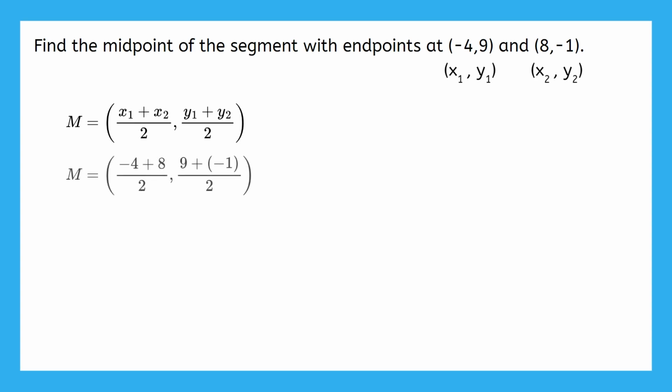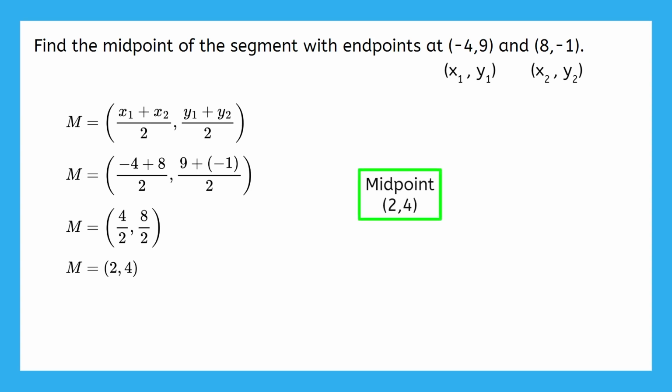Check that you substituted the values into our formula correctly. Then we have that -4 plus 8 is 4. And since adding a negative is the same as subtracting a positive, 9 minus 1 is 8. 4 divided by 2 is 2, and 8 divided by 2 is 4. And that's our answer. 2, 4 is the midpoint.